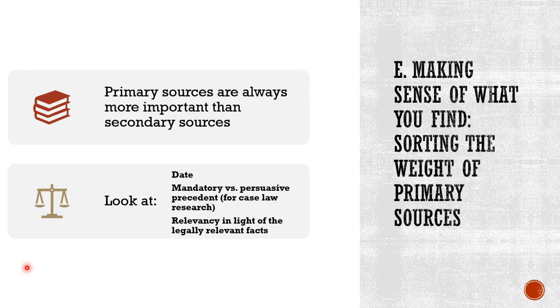Returning to an earlier chapter in the textbook, I think chapter 1, we always want to rely on primary sources. If we're ranking, they're always more important than secondary sources. Another way of sorting it out and ranking it is looking at the dates of the legal rule. If you're researching case law, you have mandatory or otherwise persuasive precedent, and that's covered in chapter 3, and I'll go into that in just a minute. And the relevancy in light of the legally relevant facts.